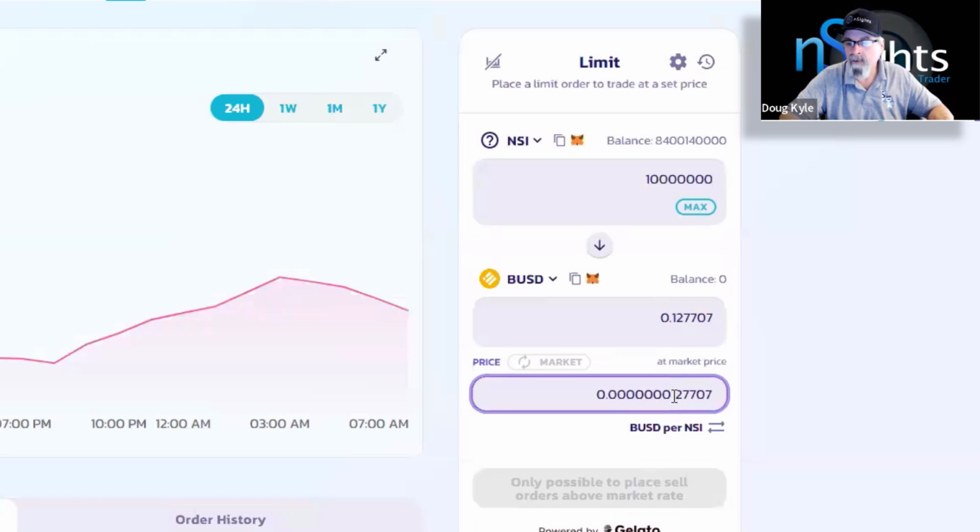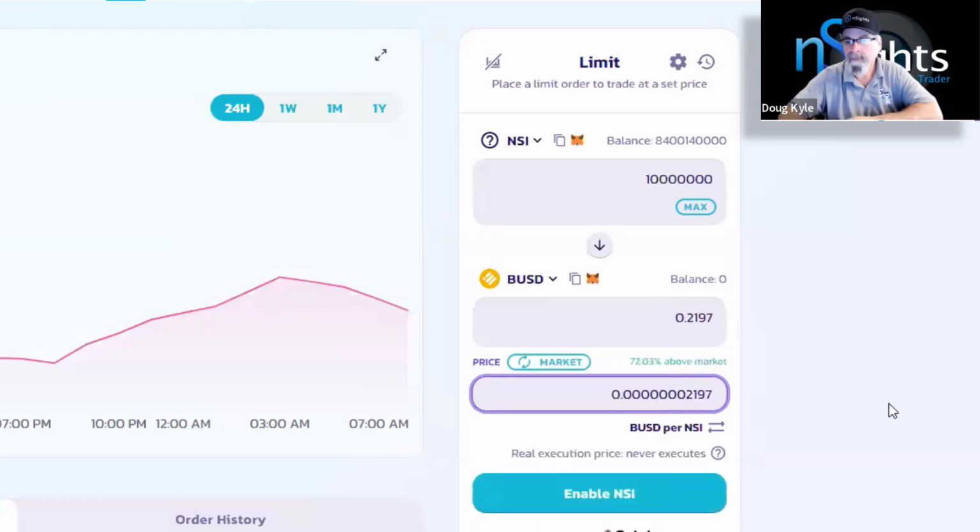2197. So let's change this to 2197. And see, this is correct. Okay. And they're both telling me above the market. Again, this is really, we're not the only ones that deal with software.